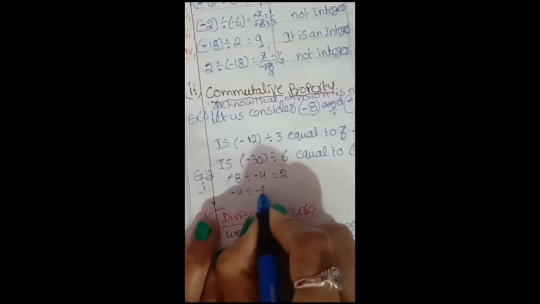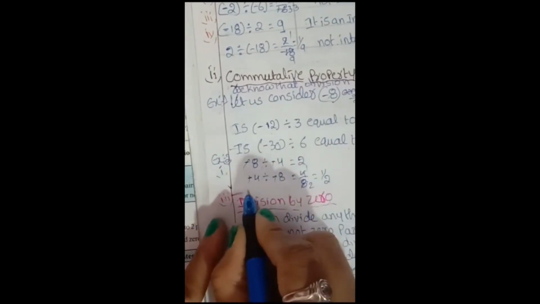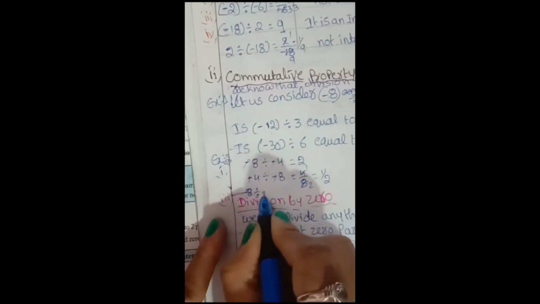And next one is minus 4 divided by minus 8. So the minus signs cancel, and 4 by 8 is 1 by 2. Okay, are both equal? Not equal. So minus 8 divided by minus 4 is not equal to minus 4 divided by minus 8.